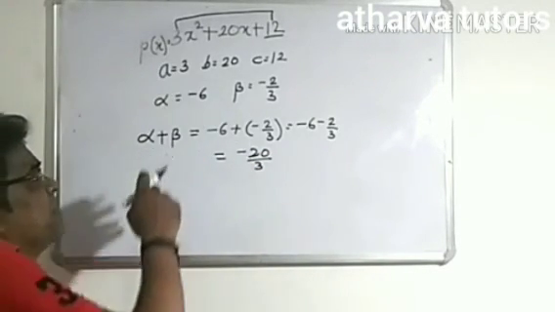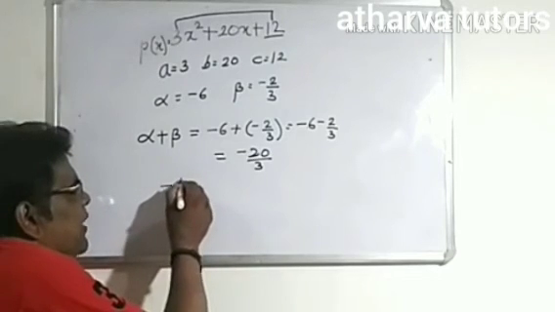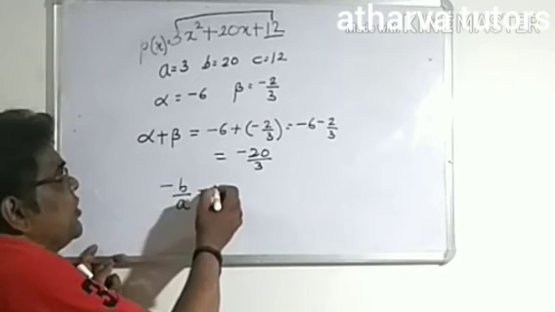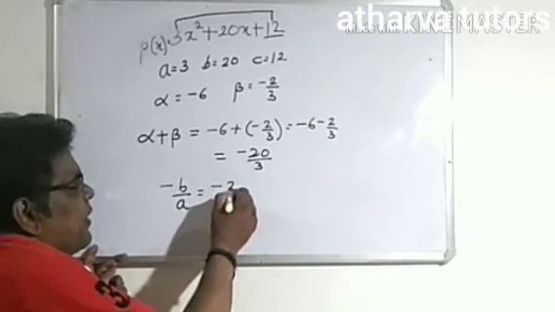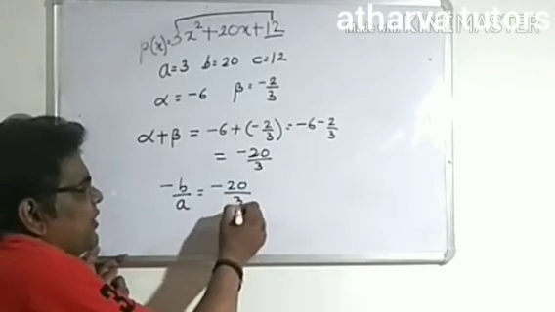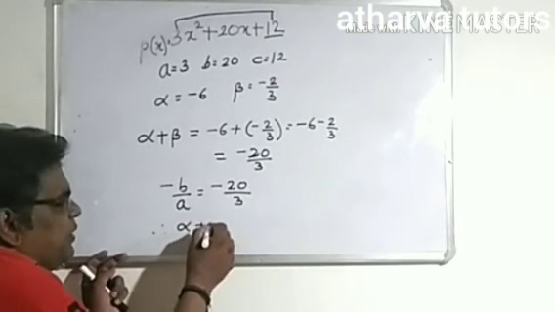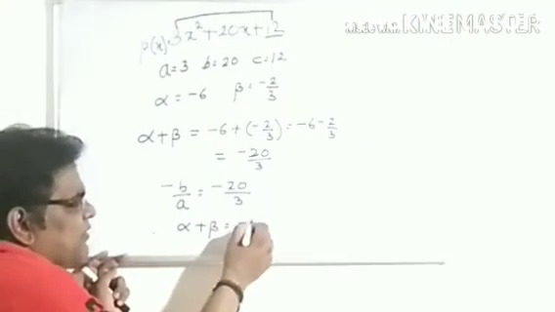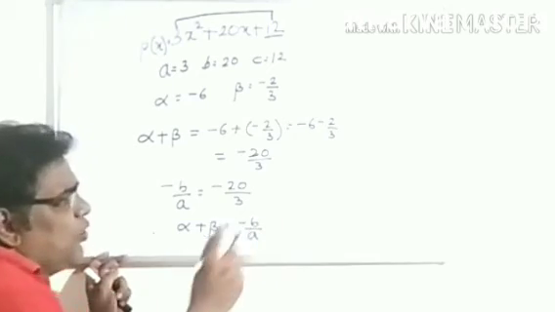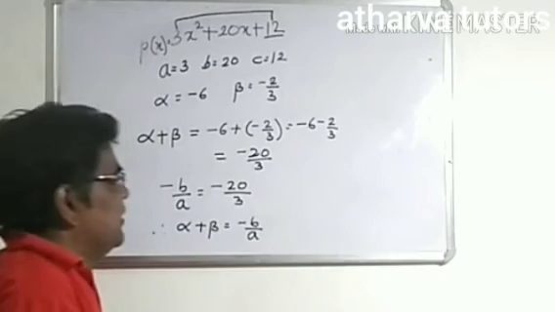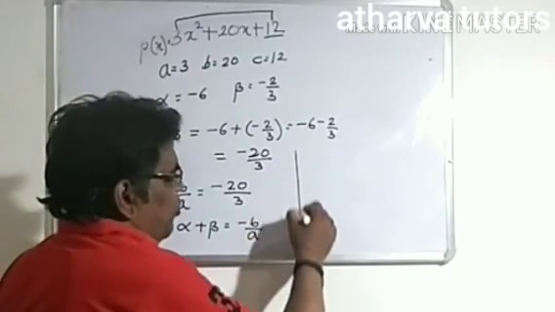Now let us compare this. Let us see what is minus b upon a. So b is 20, so minus b means minus 20 upon 3. So you say therefore alpha plus beta equals minus b upon a. One part is verified.